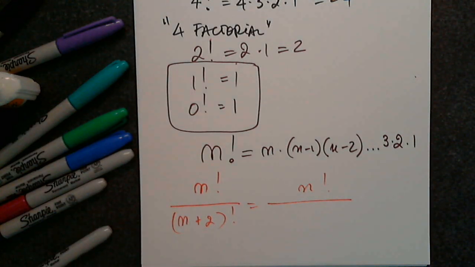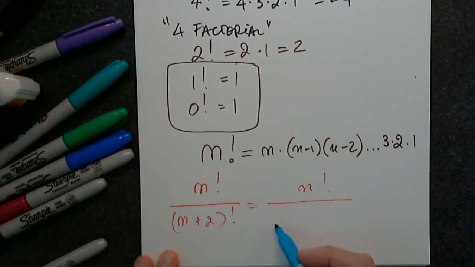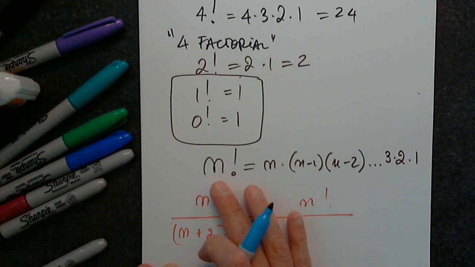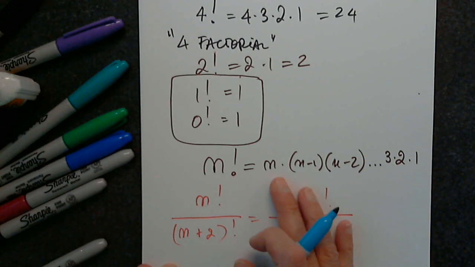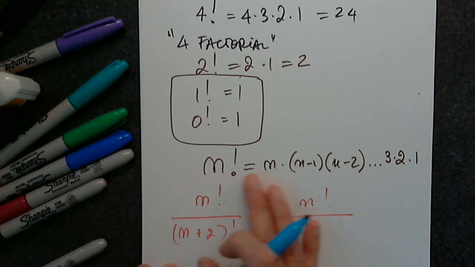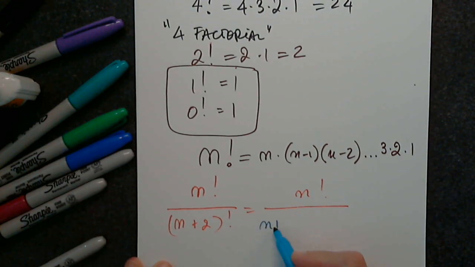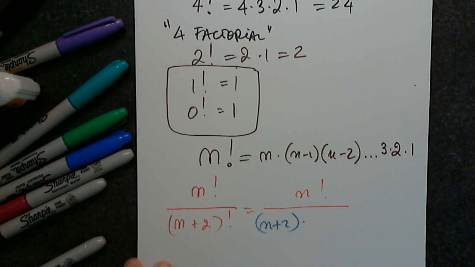Let's say we want to expand n plus 2 factorial. Where do you start? All right, we have to start with whatever we have. If I have 4, I start with 4. If I have 10, I start with 10. If I have n plus 2, I have to start with n plus 2. That's the definition. Which one is the next factor?